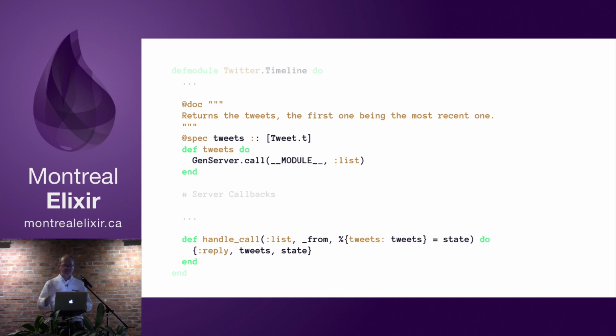Yeah, but it's different because you need to remember this is a different process. So the communication between processes is done via messages. So when you call the tweets function, it's basically sending a message to the process. And the process, when it gets the message, calls handle call with the message it got, and then it needs to reply with another message. So it's message passing.